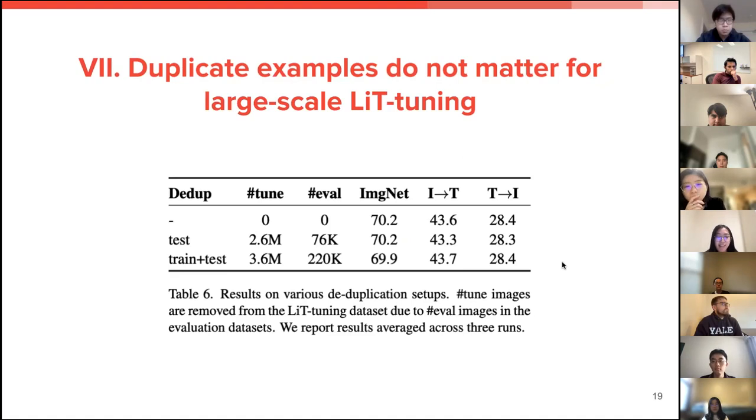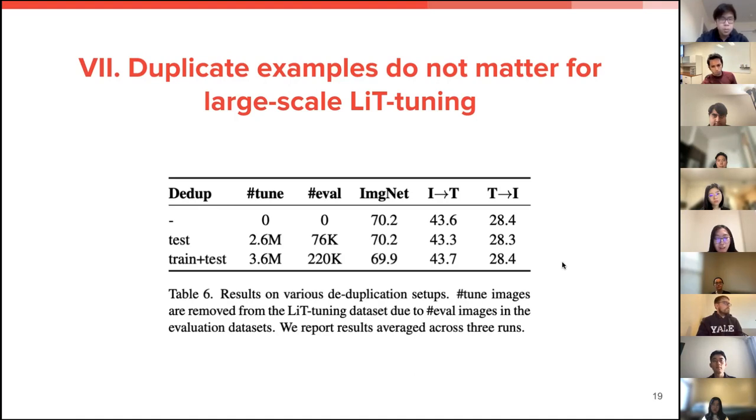And the seventh piece of information is that we are exploring whether or not duplicated examples in the upstream and downstream data matter for LiT tuning. We worry about this because if duplicated examples do provide extra information in downstream tasks, then there's a risk of data leakage, and we need to spend extra effort to remove all those duplicates and to search across our datasets. But if it doesn't matter at all, then we will save the effort of removing all duplicates.